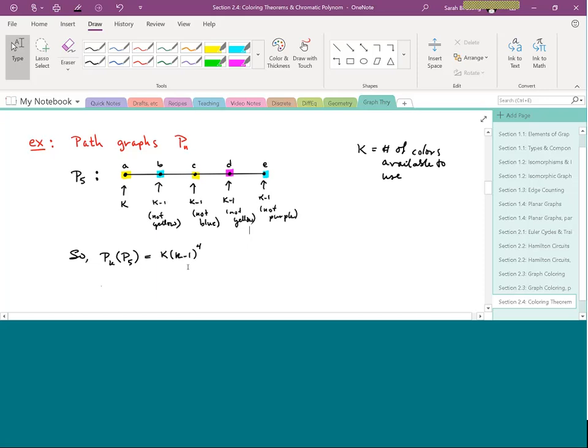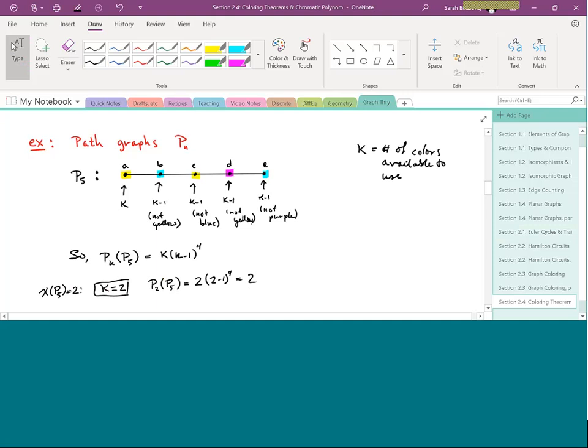But if you plugged in k equals 2, which is our chromatic number for this particular graph, this gives you 2 times (2 minus 1) to the 4th. This tells you that there are 2 different ways to color this particular graph with 2 colors. You could do yellow, blue, yellow, blue, yellow, or start with the blue instead of the yellow. Okay? So that's one of the ways of dealing with this guy.